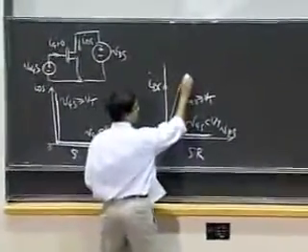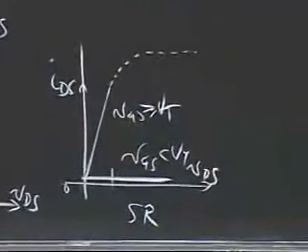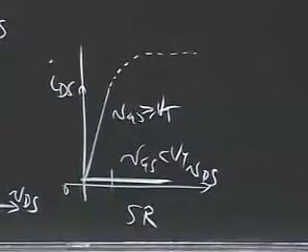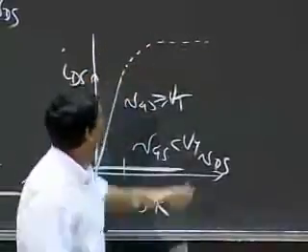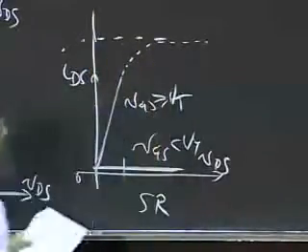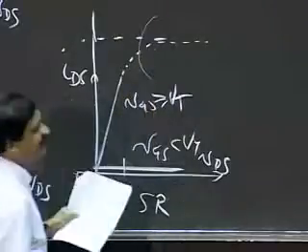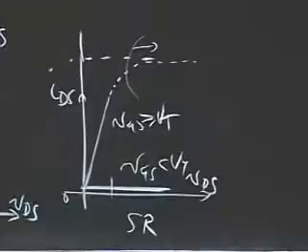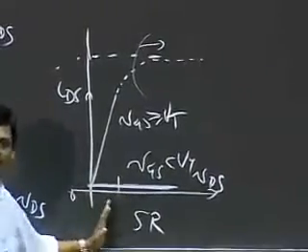What's happening is that as I increase my VDS, the IDS curve tails off and saturates. Okay, it saturates at some value of current. Notice there, it saturates at some value of current. And so I'm going to look at this region of behavior. Notice that what we looked at so far was the behavior for small VDS.